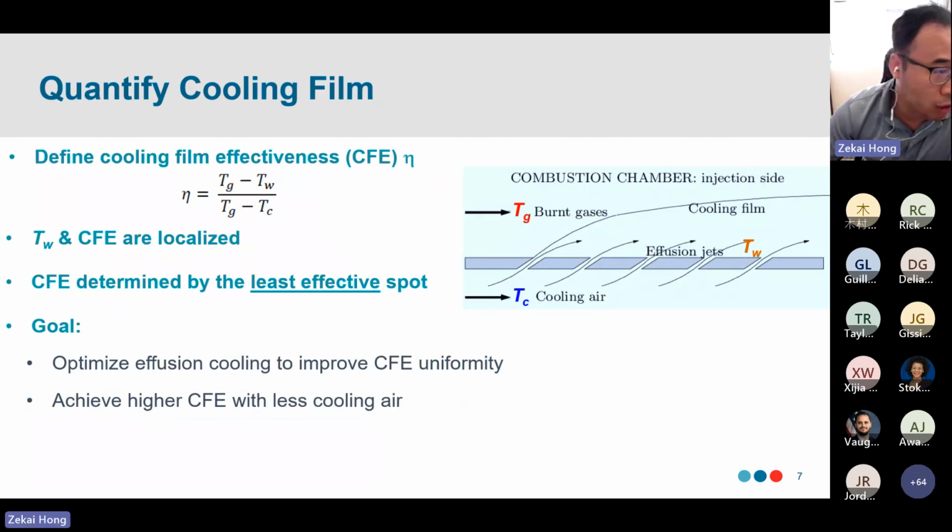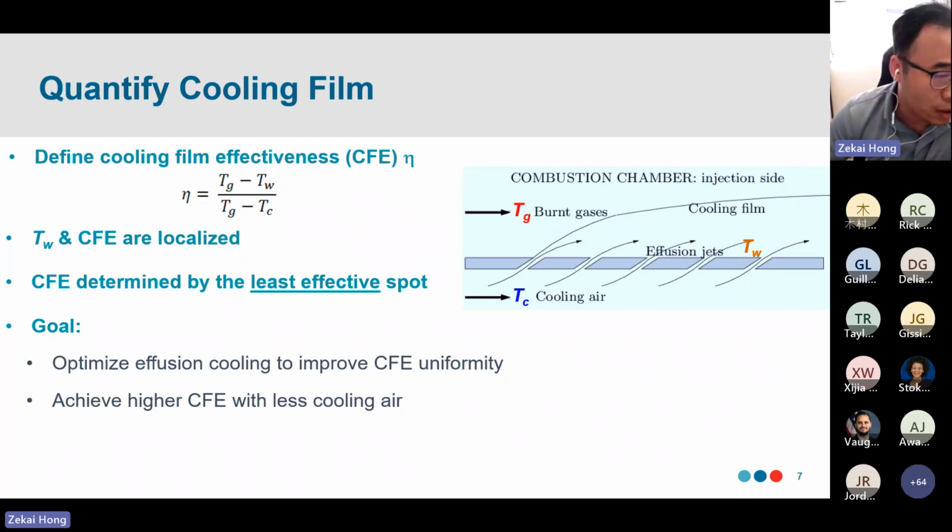We usually use CFE, cooling film effectiveness, to quantify the effectiveness of the cooling film. Essentially that is a ratio of two temperature differences. The one in the denominator is the temperature difference between the burned gases and the wall temperature. And the one in the numerator is the temperature difference between the burned gas and the cooling air. That's how we define the CFE.